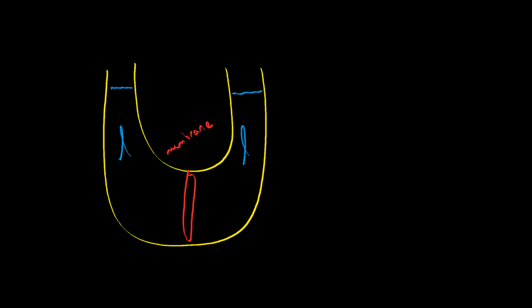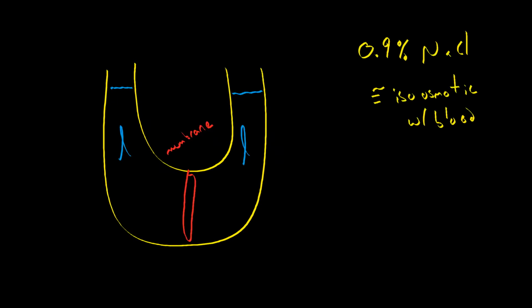So for medical relevance, this is why we use a 0.9% saline solution, because that 0.9% saline is what's known as iso-osmotic. It's not quite, but it's very, very close to being iso-osmotic with blood. Iso-osmotic meaning that the osmotic pressure exerted by that 0.9% saline solution is almost equal to, as close as they can get with an easy measurement, the osmotic pressure exerted by the fluid of the blood.